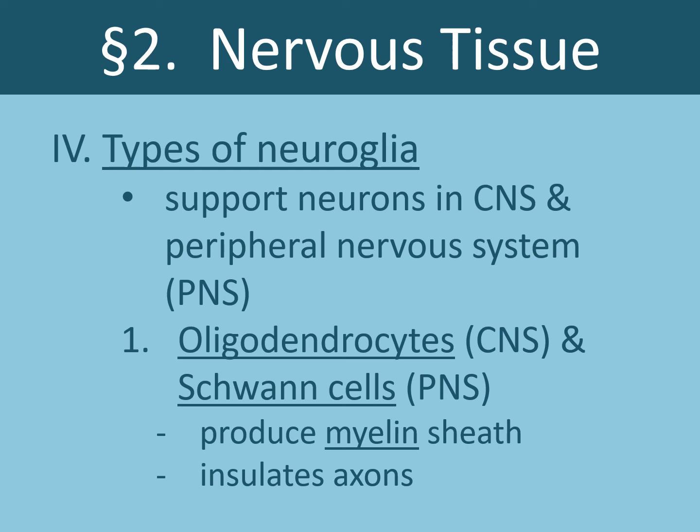Oligodendrocytes are found exclusively in the central nervous system, that is the brain and spinal cord, while Schwann cells are found in our peripheral nervous system.